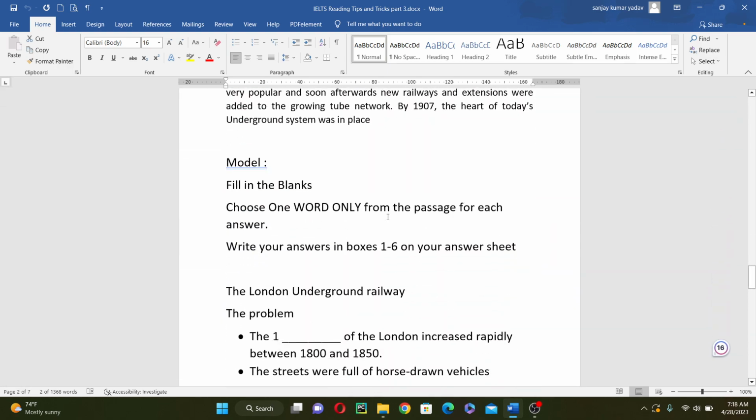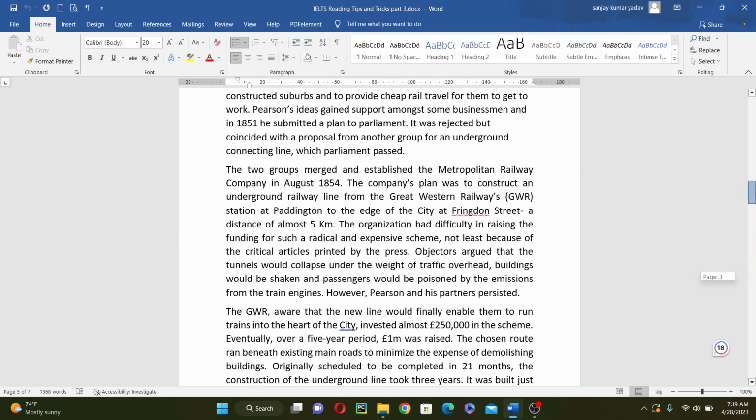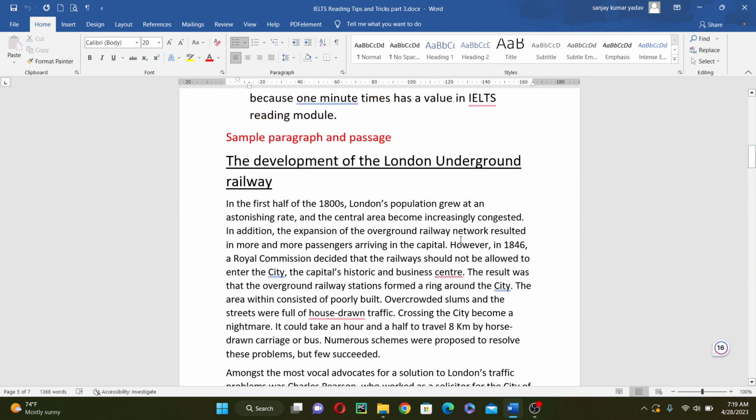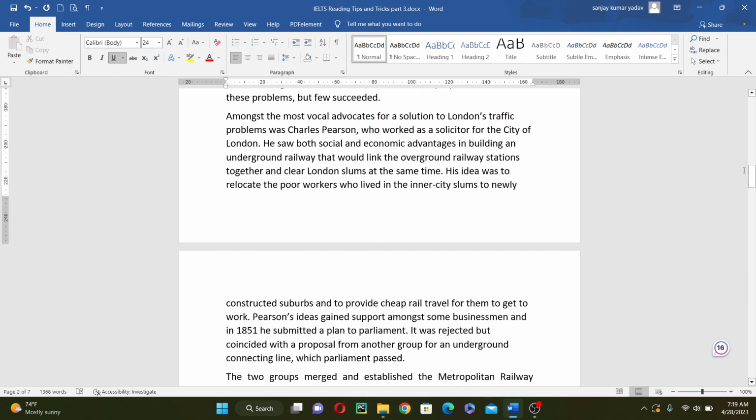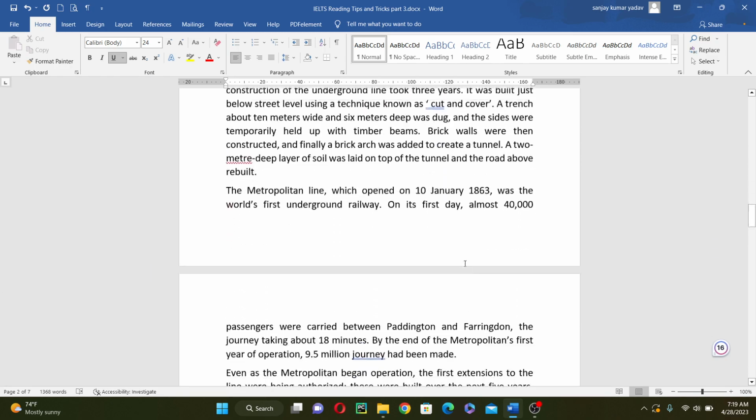But the thing is, only one word is given here, so you have to write here "population". Okay, so this is the trick. So this population is your answer. Let me mark it. Okay, now let's look at the next question.